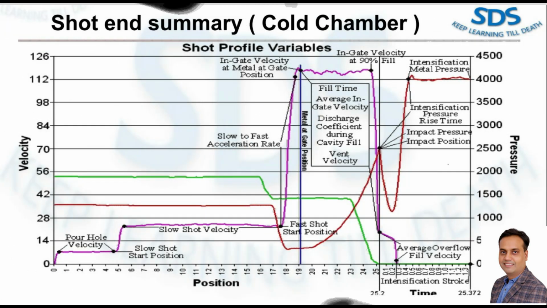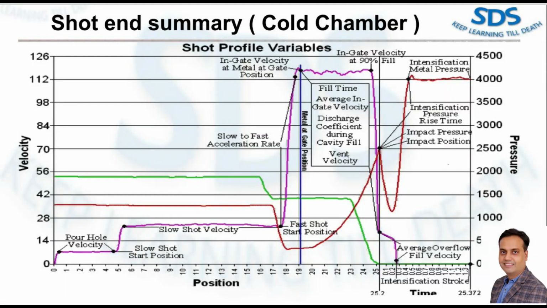Let's delve into the shot monitoring curve of an HPDC machine, which provides a visual representation of the important parameters we discussed earlier. By analyzing this curve, we can gain a deeper understanding of how each parameter impacts the shot end process and the resulting casting quality.